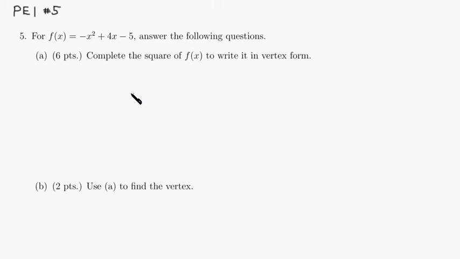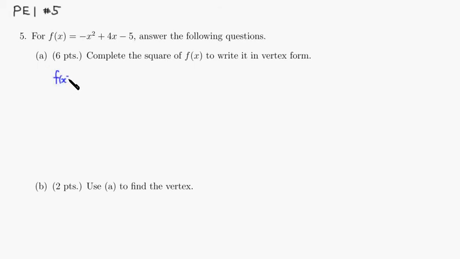Let's go over practice exam 1, number 5. So f of x is equal to negative x squared plus 4x minus 5. What I'm going to do is complete the square to write it in vertex form. So let's do that. So f of x.